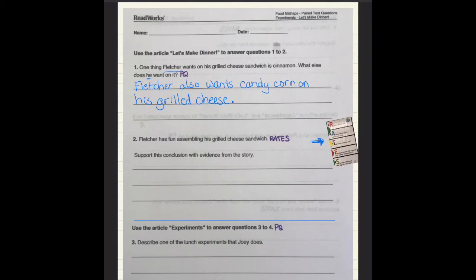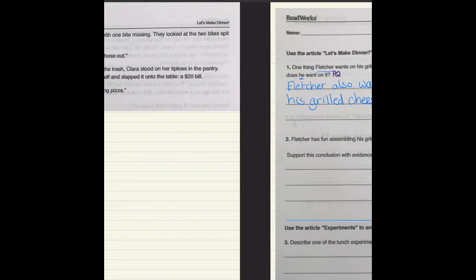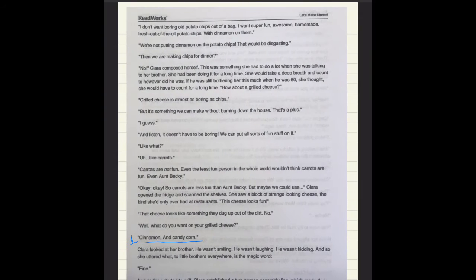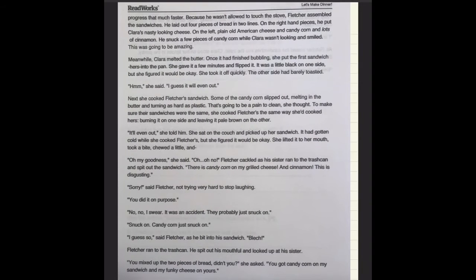And I was looking here, there is not much space to answer the questions here. So this is where you're going to want to get a piece of notebook paper, or if you're typing this online, you could do that as well. So it says, Fletcher has fun assembling his grilled cheese sandwich. Support this conclusion with evidence from the story. So I needed to go back and look at my story to see where he was having fun. And if I go back here, hopefully you've already found it and you marked it.